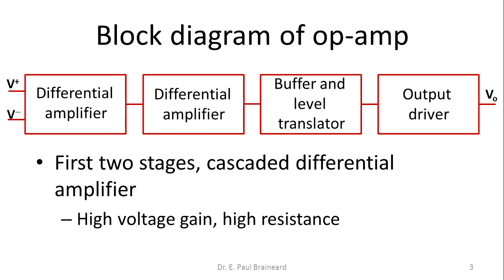The block diagram of OpAmp is shown in figure. It consists of 4 stages. The first 2 stages are differential amplifiers. They provide very high voltage gain and high input impedance.